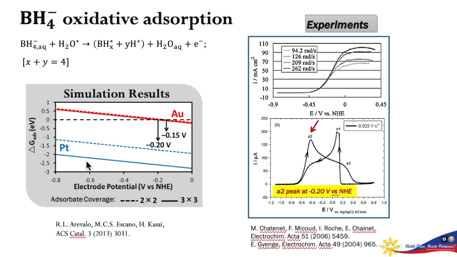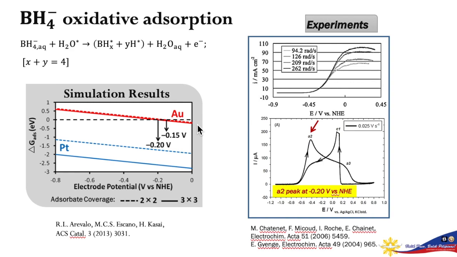For the case of platinum, since borohydride dissociatively adsorbs on the surface, the distance of separation between the dissociated borohydride fragments is really just small, and so you have the effect of repulsive interaction between the dissociated borohydride fragments. While for the case of gold, since borohydride molecularly adsorbs on the surface, the distance of separation between the borohydride molecules on the surface is large enough so that the effect of repulsive interaction between the neighboring borohydride molecules is really just small.